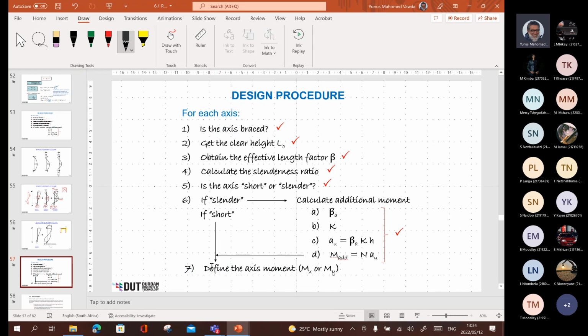All right, if it is short, define the axis moment. If it is slender, calculate the additional moment. So that's the way you proceed, right?